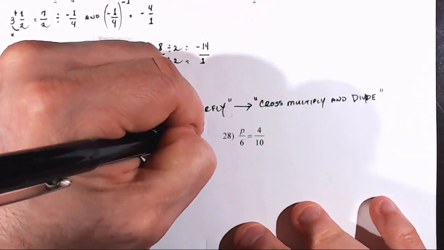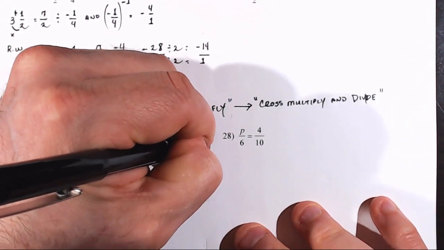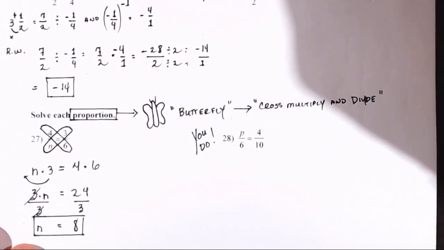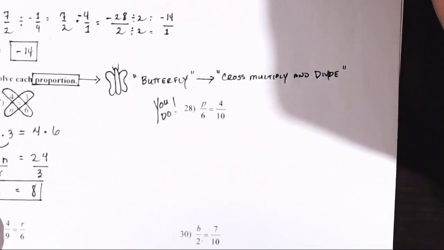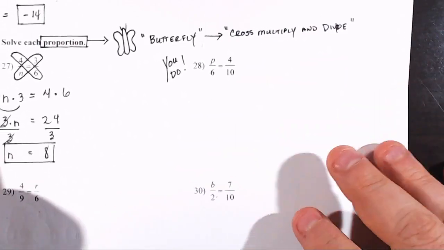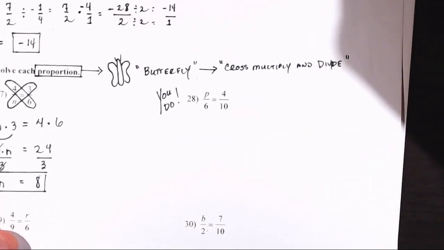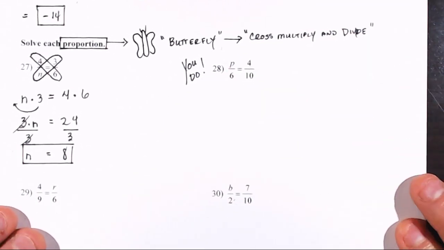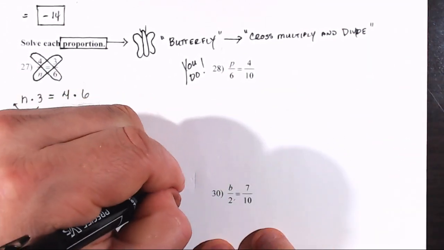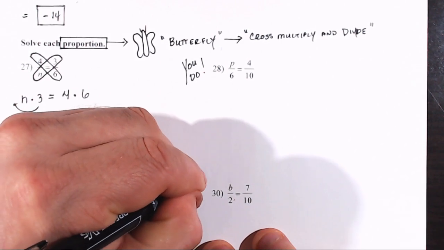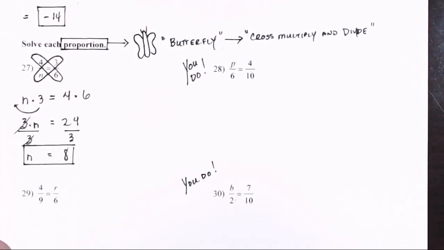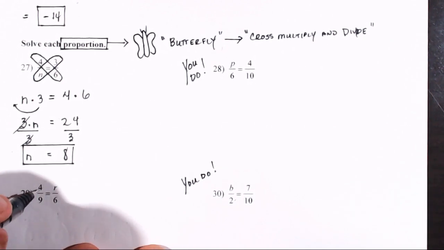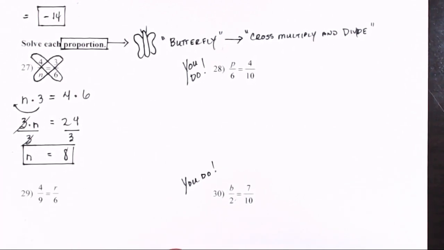Okay, so you will do number 28. You do number 28. And I think I'll show one more just in case there was any confusion, and then you'll do number 30. So you do number 30 as well. So let's do number 29 real quick here. I've got 4/9 equals r over 6.